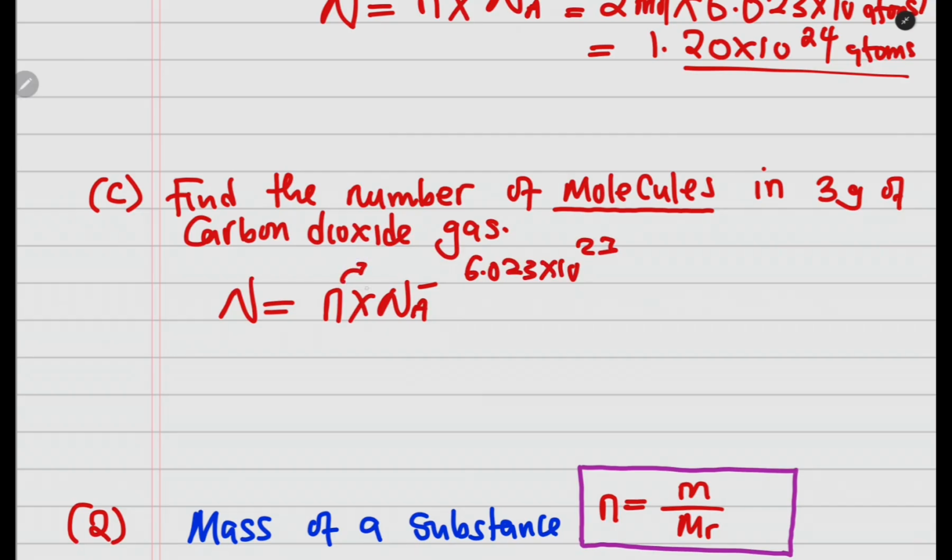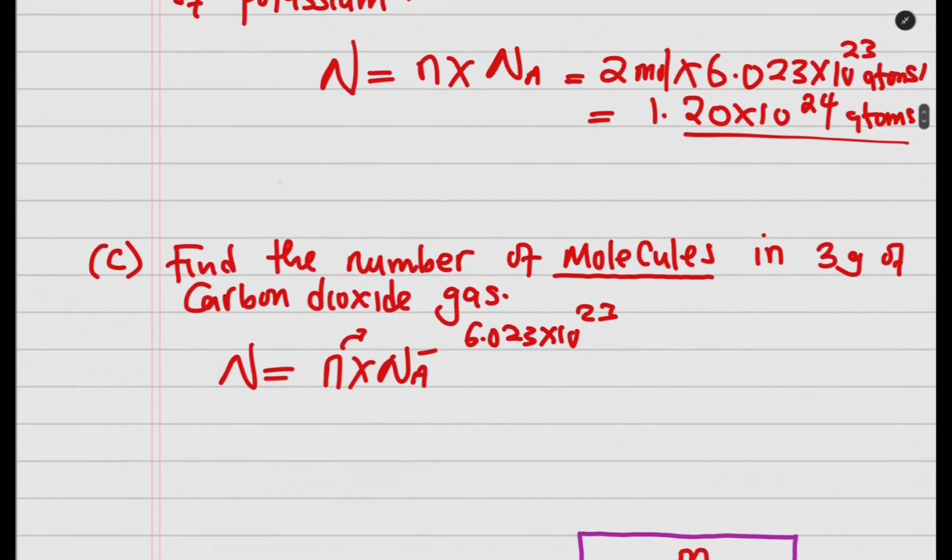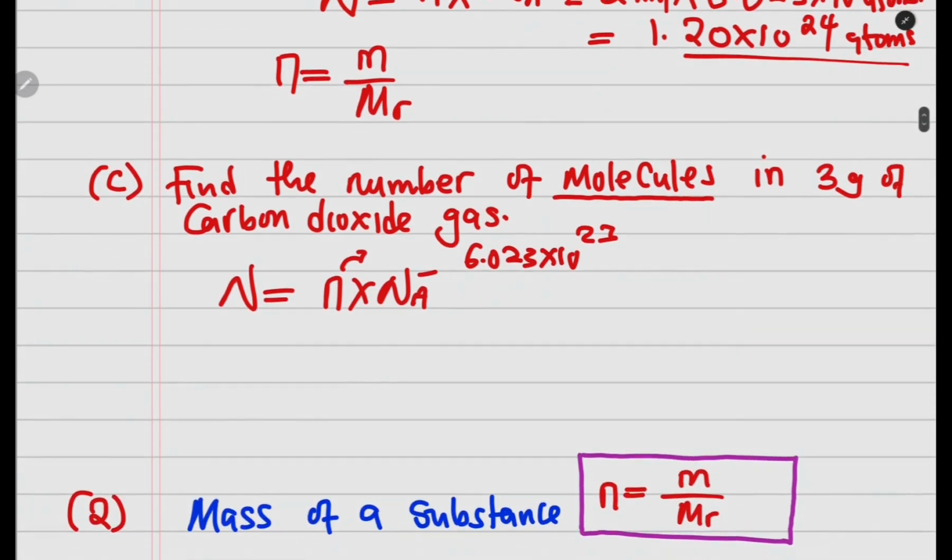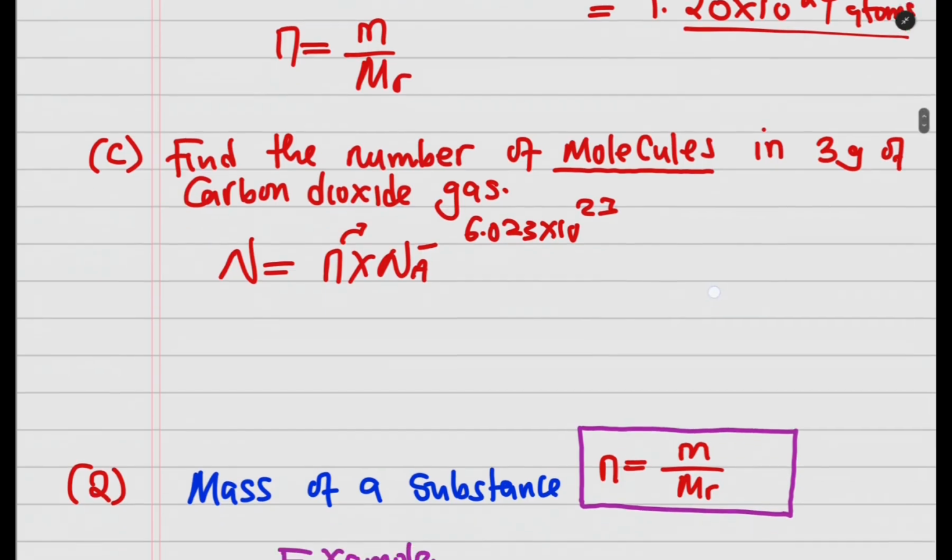But do we have number of moles? No, we do not have. But what are we given as the information? We are given 3 grams of carbon dioxide. Now, let me bring in another formula for calculating number of moles, something that we are going to discuss soon. But for the sake of this question, let me just bring it here. So number of moles is equals to mass over molar mass. Molar mass is just the mass of 1 mole of a substance. That is the molar mass.